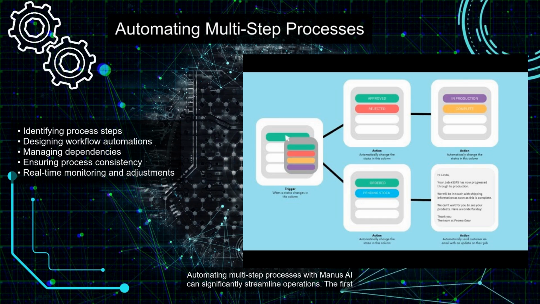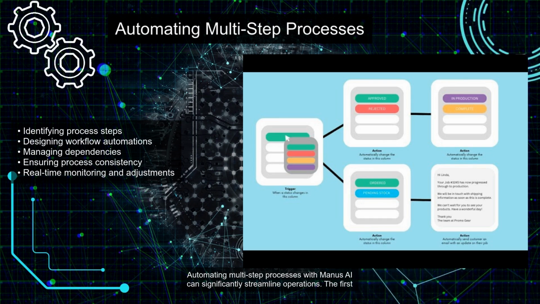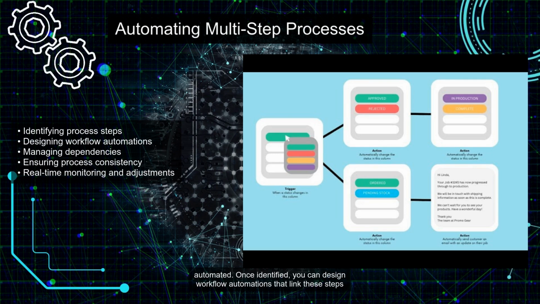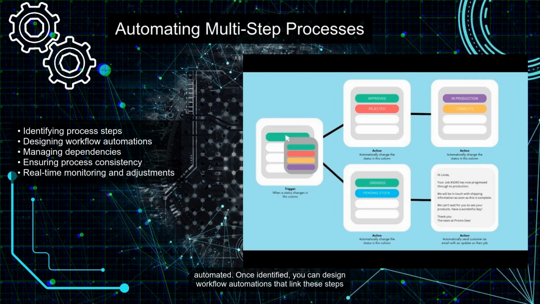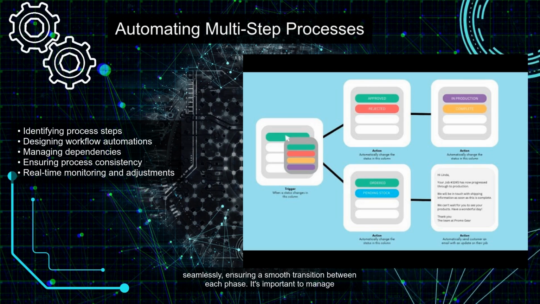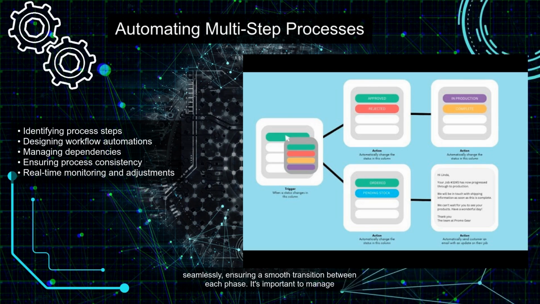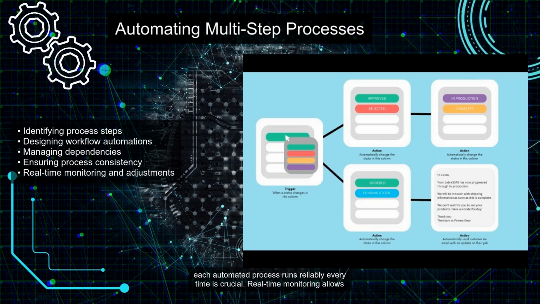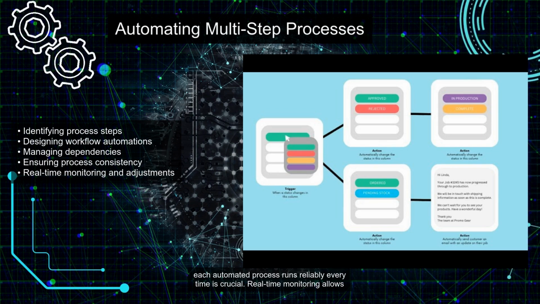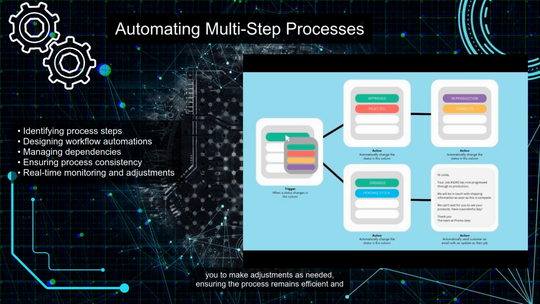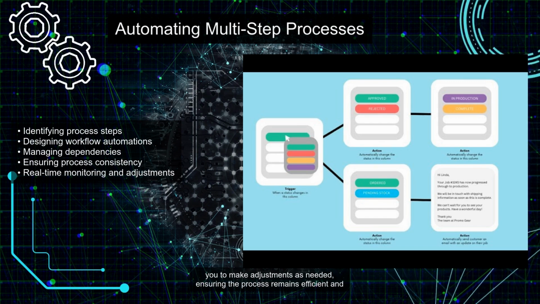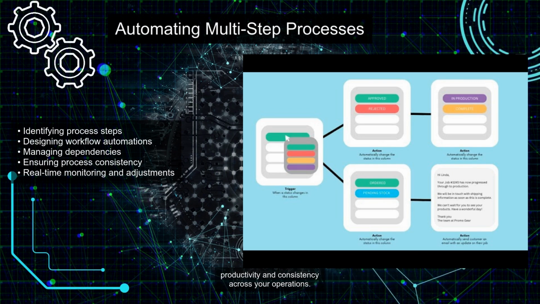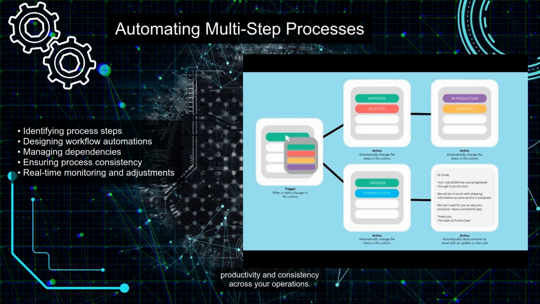Automating multi-step processes with Manus AI can significantly streamline operations. The first step is identifying the individual steps within a process that can be automated. Once identified, you can design workflow automations that link these steps seamlessly, ensuring a smooth transition between each phase. It's important to manage dependencies carefully to avoid bottlenecks or errors. Consistency is key, so ensuring each automated process runs reliably every time is crucial. Real-time monitoring allows you to make adjustments as needed, ensuring the process remains efficient and effective. With these strategies, you'll be able to automate complex workflows, improving productivity and consistency across your operations.